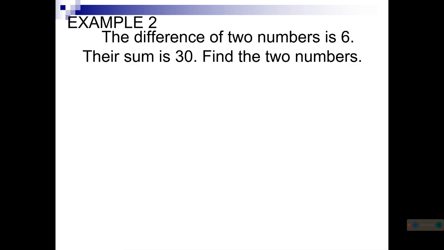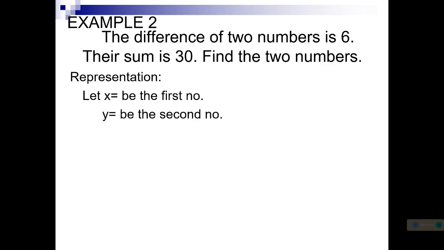Example 2. The difference of two numbers is 6. Their sum is 30. Find the two numbers. Okay? So, you have again to have your representation. Again, we have x as our first number and y as the second number. And from the problem, we have the difference of two numbers is 6. Difference means subtraction. Okay? So, again, difference means subtraction. That's why you will have a minus sign.